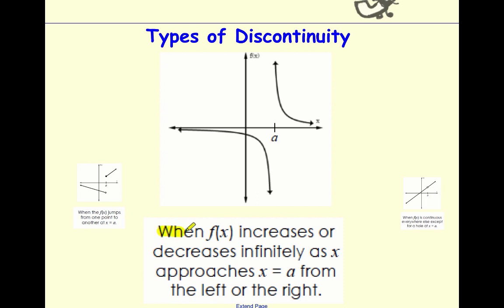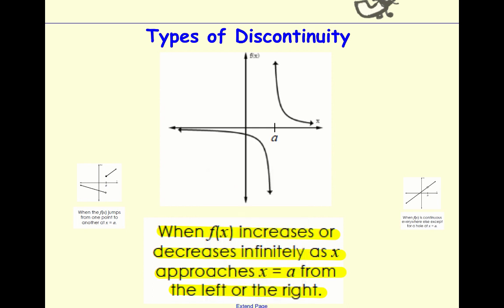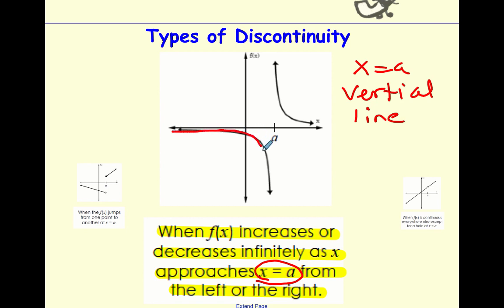This first type is defined as when f of x increases or decreases infinitely as x approaches x equals a from the left to right. Real wordy, I know. So let's go ahead and break it down. So first of all, let's hope that we remember that x equals a is the equation of a vertical line. So if it looks like somewhere there is some type of vertical line in the graph, then it's a point of discontinuity. If I'm looking at this graph from the left, I'm going towards negative infinity right about here. And from the right, I'm going towards positive infinity right about here.